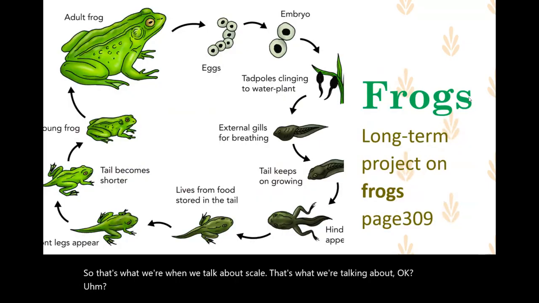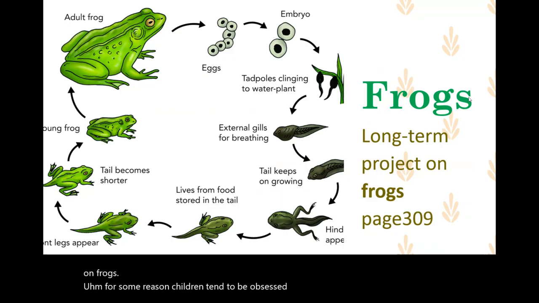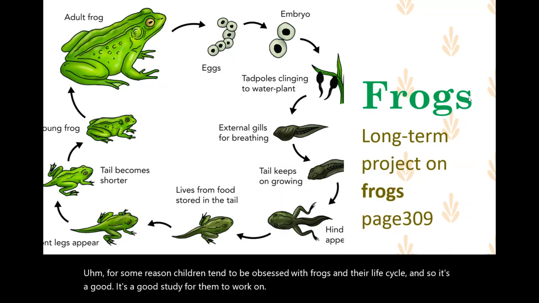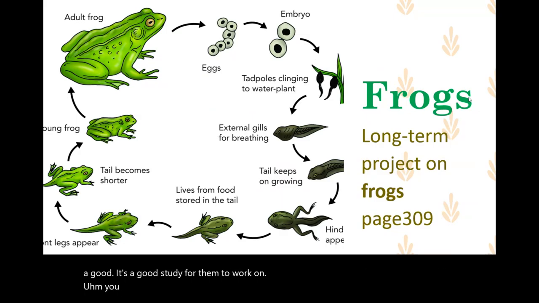This is taken from your book. It's on page 309 in your textbook. It's a long-term project on frogs. For some reason, children tend to be obsessed with frogs and their life cycle, and so it's a good study for them to work on. You can have examples of eggs and tadpoles and then the frogs in your classroom.